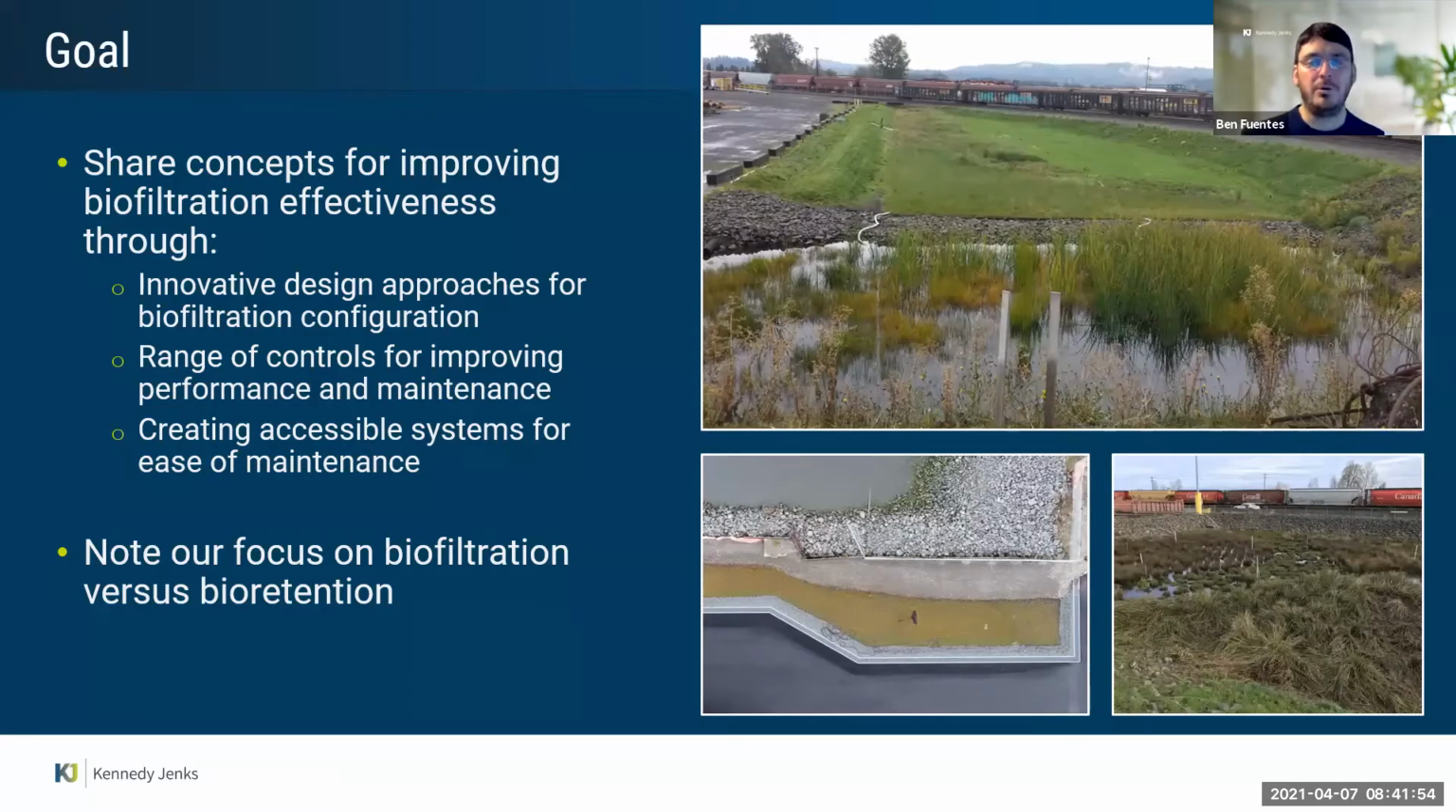I did want to note that this is a discussion on biofiltration versus bioretention. So we're talking about filtering stormwater through the media bed and then piping it or somehow discharging it out to either a water body or a drainage system. This is not focused on bioretention, where instead we would be putting the water into the groundwater.